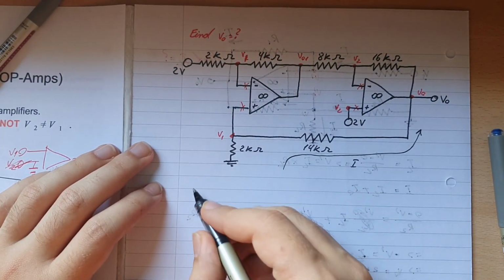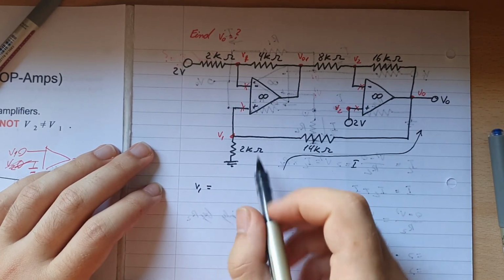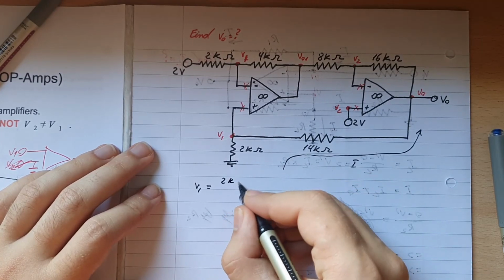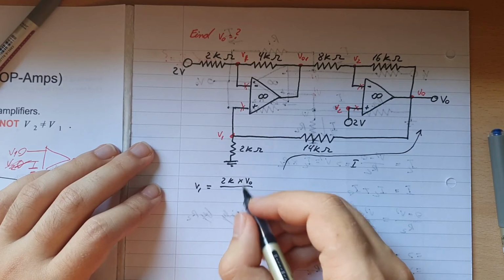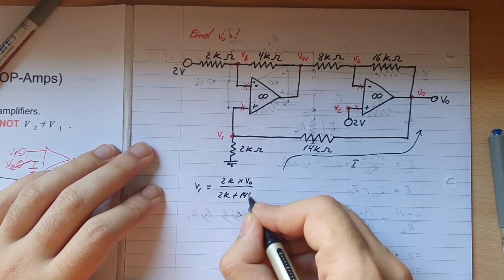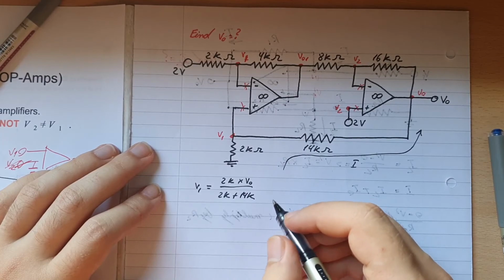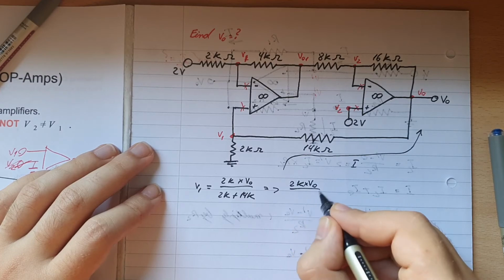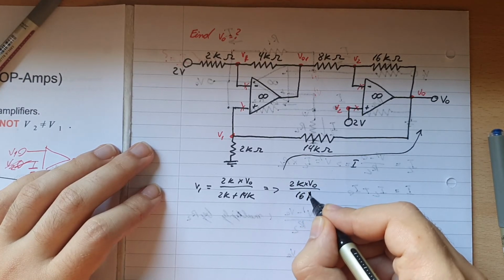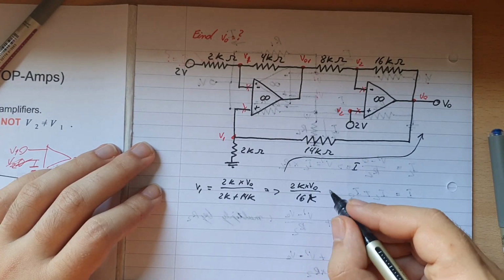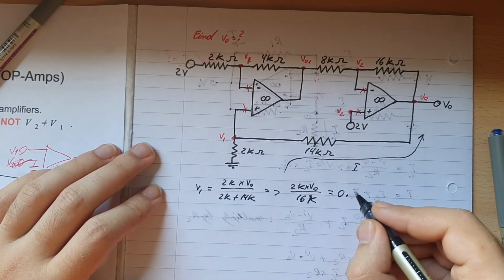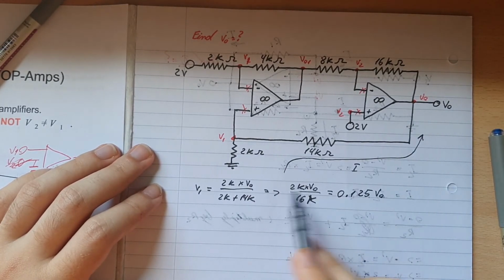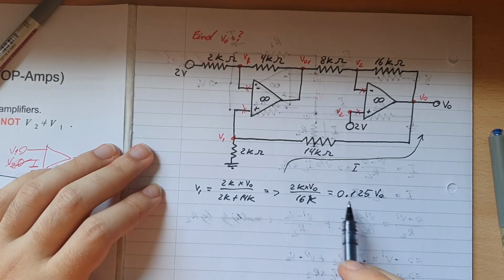So V1 will be equal to, it's a voltage divider. To find V1 we need to do 2K multiplied by V out divided by 2K plus 14K. Therefore 2K times V out over 16K, and we can do 2K divided by 16 to simplify it and get an easier number to calculate, which would be 0.125 V out. So V1 is basically equal to 0.125 V out.